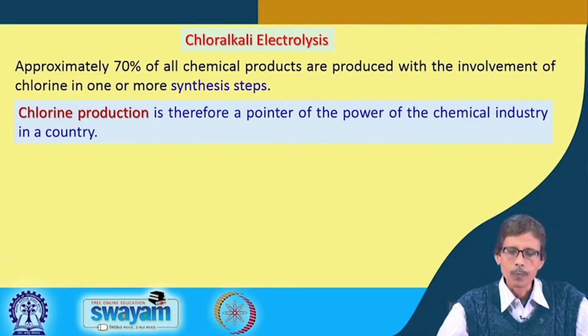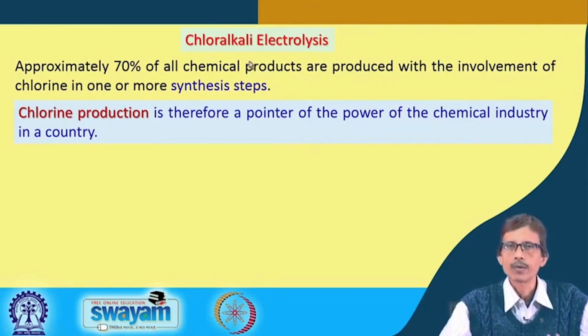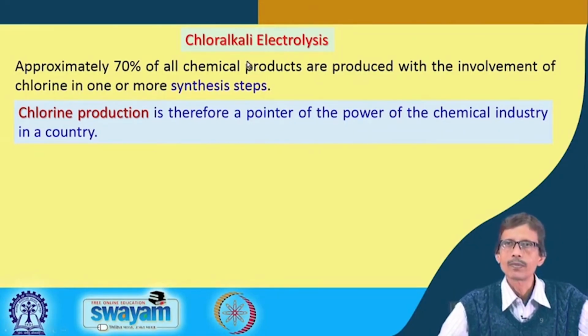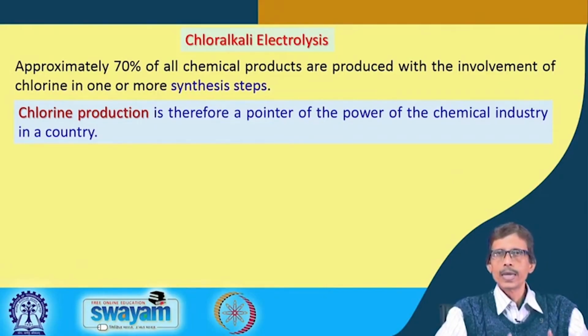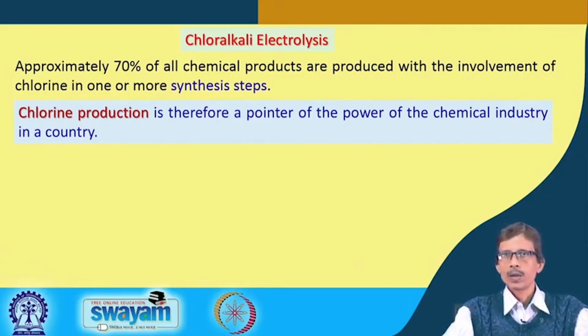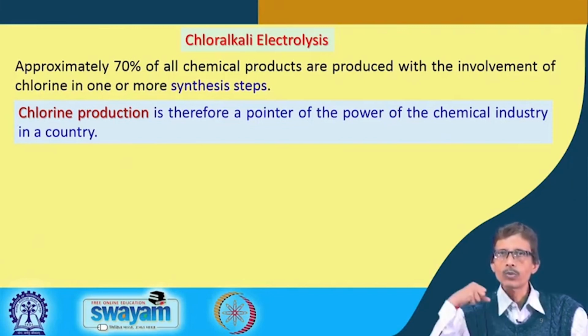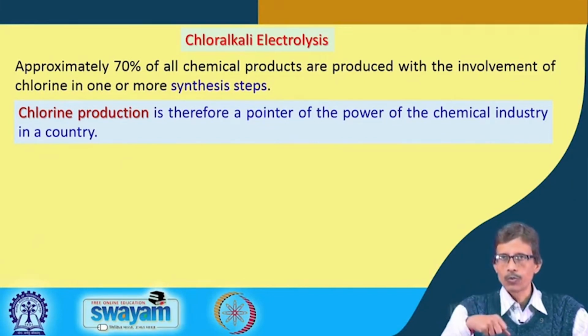Pointer of the power of chemical industry in a particular country. We have a huge country surrounded by seas, and we have a huge amount of seawater and sodium chloride. That is a useful value-added marine chemical which is naturally available. We are not thinking of the ore or minerals from which we have to dig out the corresponding useful material.